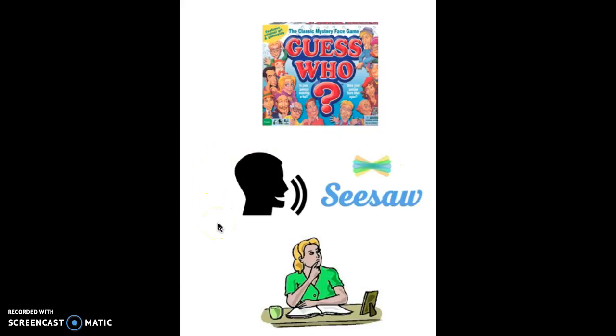Here's what you have to do. You have to think of one student in the class, and you can't tell your teacher who it is, but you have to describe them. On Seesaw, I want you to use 3 words to describe them. Describing words are called adjectives. 3 adjectives to describe someone in the class. And your teacher has to, here's a teacher thinking, they have to think, who could that student be?